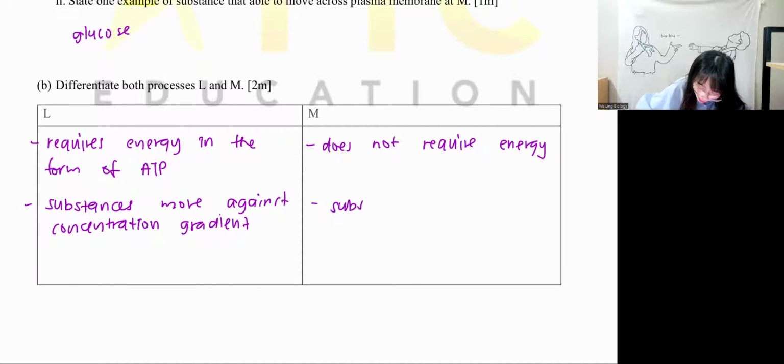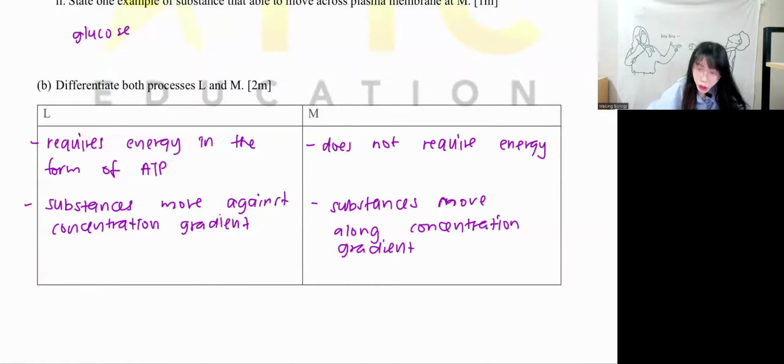This one, substances move along concentration gradient. If you want, you can write to achieve dynamic equilibrium, or to accumulate, or to eliminate. Can you write move down? Of course you can. Move down, move along, or you can also write follow.